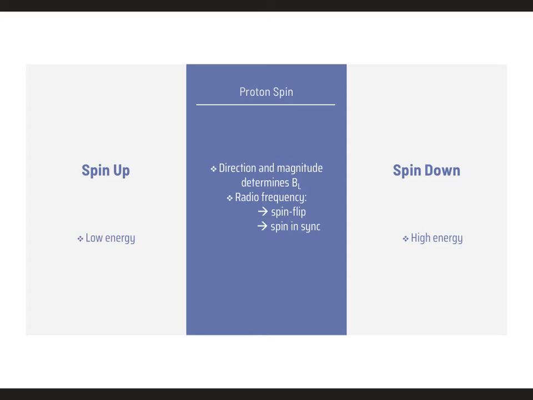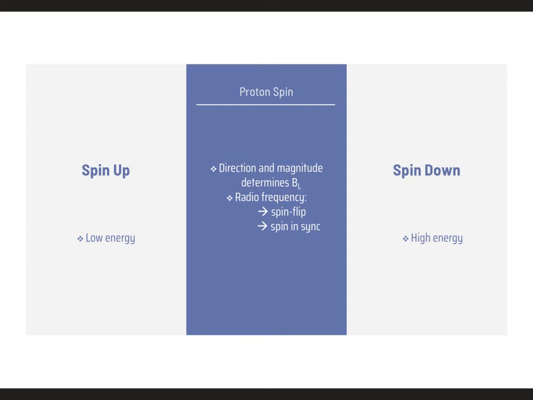Most protons tend to naturally spin up because this is low energy. Spin down is high energy. So to create a BL, as in to not have equal parts spinning up and down, we need a radio frequency of the correct frequency and sufficient intensity that, when irradiated, will cause spin flip in protons, where the spin up protons will spin down. So they're going to go from low energy to high energy, and they're going to stay like this for as long as the radio frequency is available.